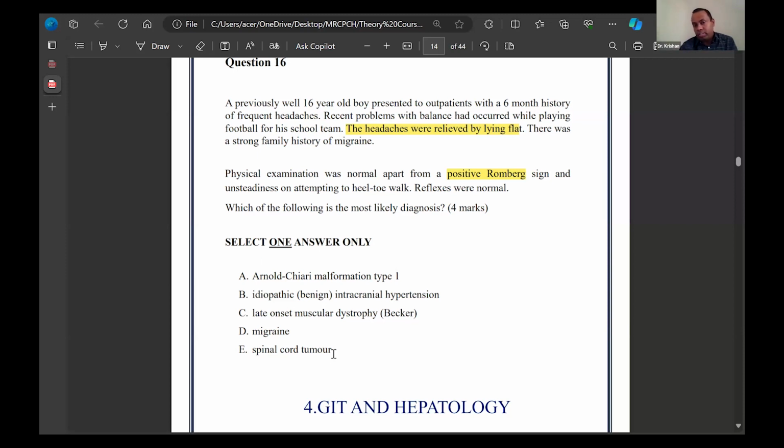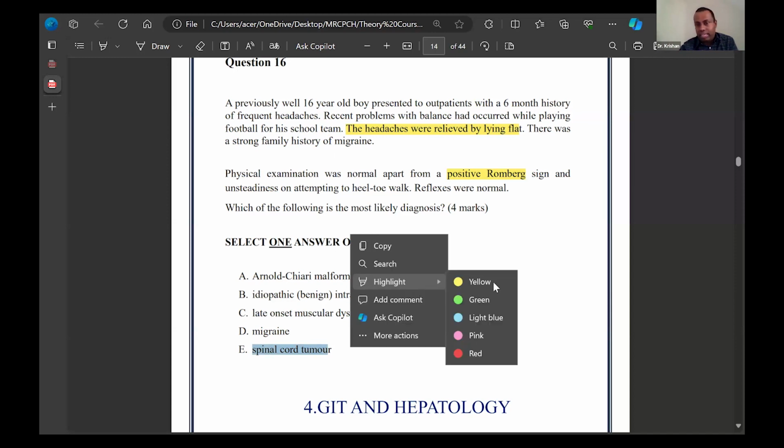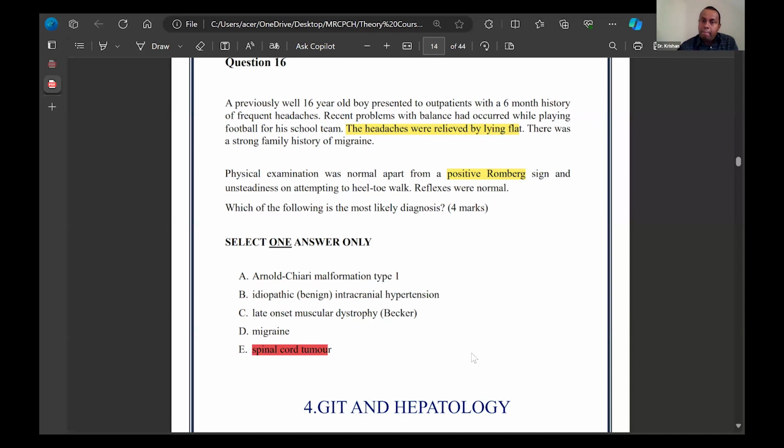Now, spinal cord tumor. Now, spinal cord tumor should not cause headache. Spinal cord is spinal cord. That generally doesn't present with headache. They might present with other features like increased reflexes, difficulty in gait, you name, they are all possible, but it generally doesn't cause headache.